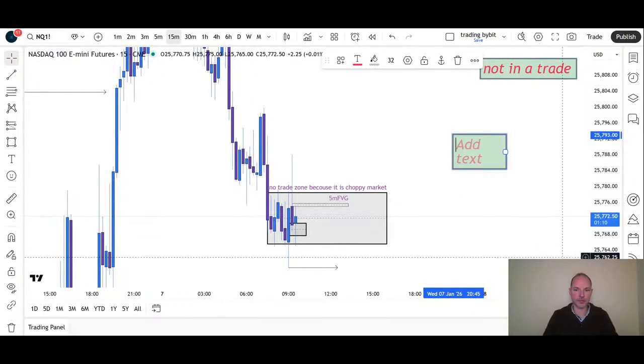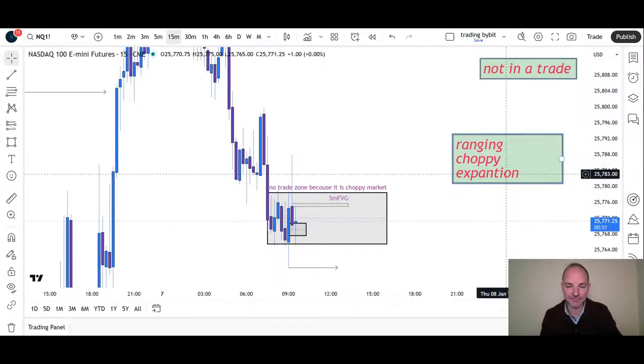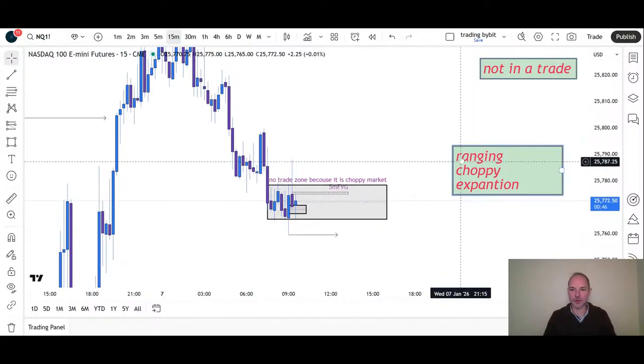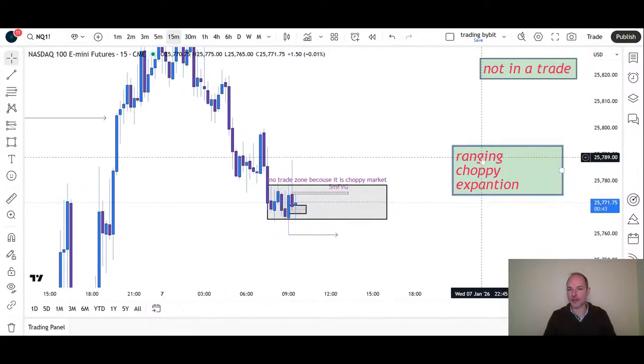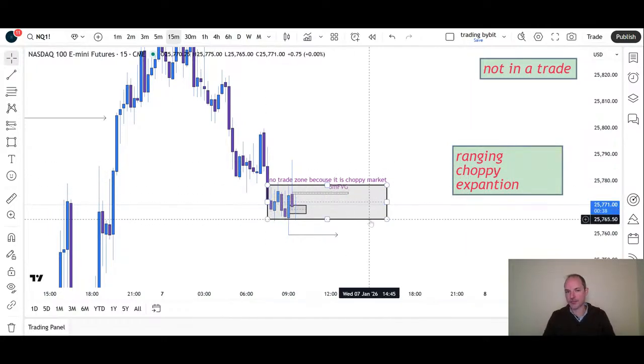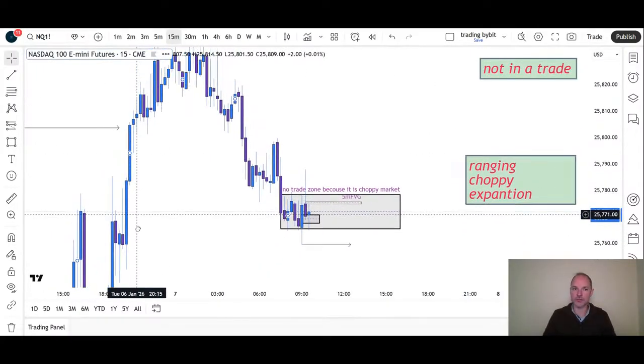You have four kinds of markets. Three, I believe, yeah. Ranging, choppy, or expansion. If my English ain't correct, I just said what it was. So these are the only three markets that we have. If we are ranging, you will find fair value gaps inside. Choppy market means no fair value gaps whatsoever inside candles. You will not have anything to go off. And expansion means that the market is actually moving toward liquidities.